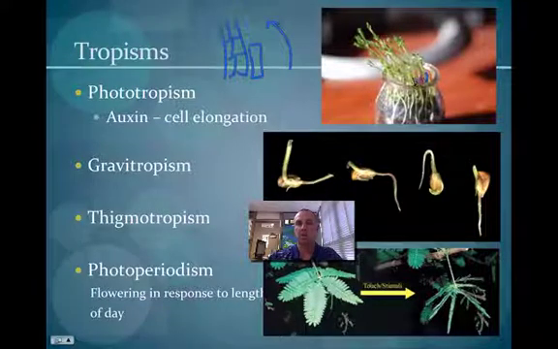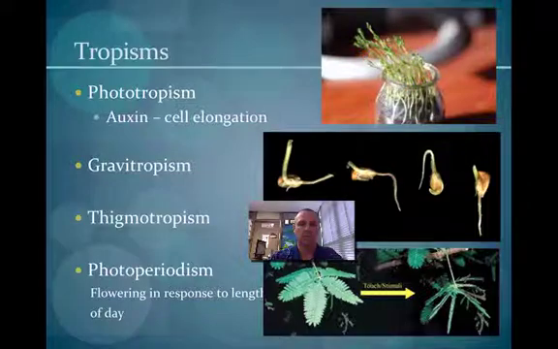So in this plant over here, the auxins are growing on this side, causing it to bend toward the sunlight. Some plants do this continuously throughout the day, like sunflowers, for example.